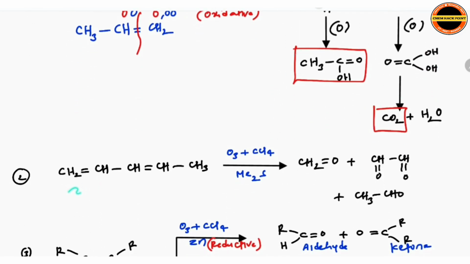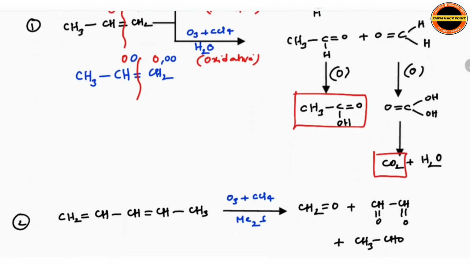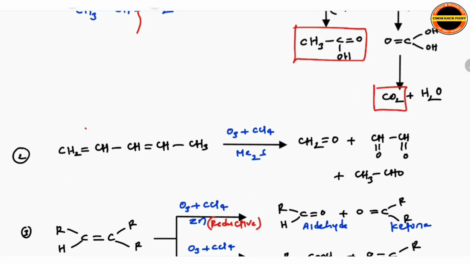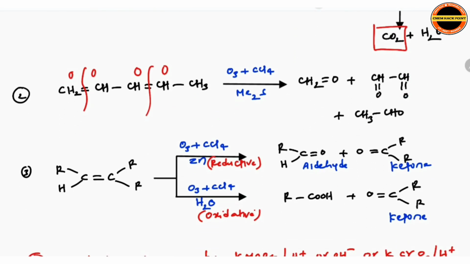See once again. Here, Me2S, which is reductive ozonolysis. So what do you have to do here? Break the double bond, oxygen, oxygen. Now after breaking, you will get CH2O, CH2O. In the middle, CO, CO, and CHO, CHO, CH3CHO, CH3CHO. That's all. Next, again reductive ozonolysis.